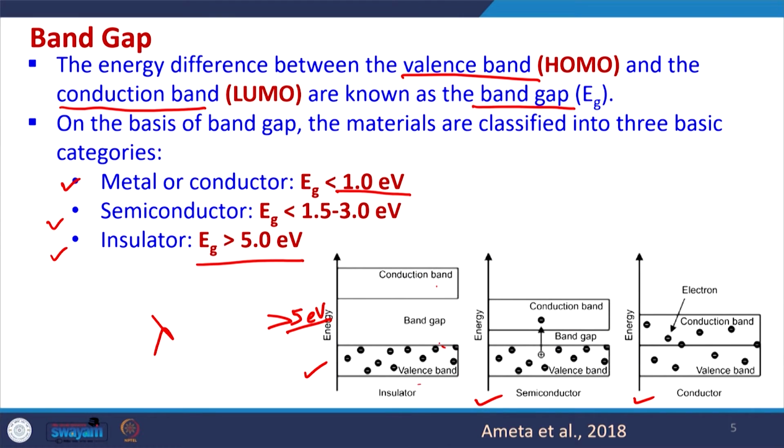Despite every means, it is not possible to transit this electron into this conduction band. Because we cannot generate any electron hole pair, these are termed as insulators.